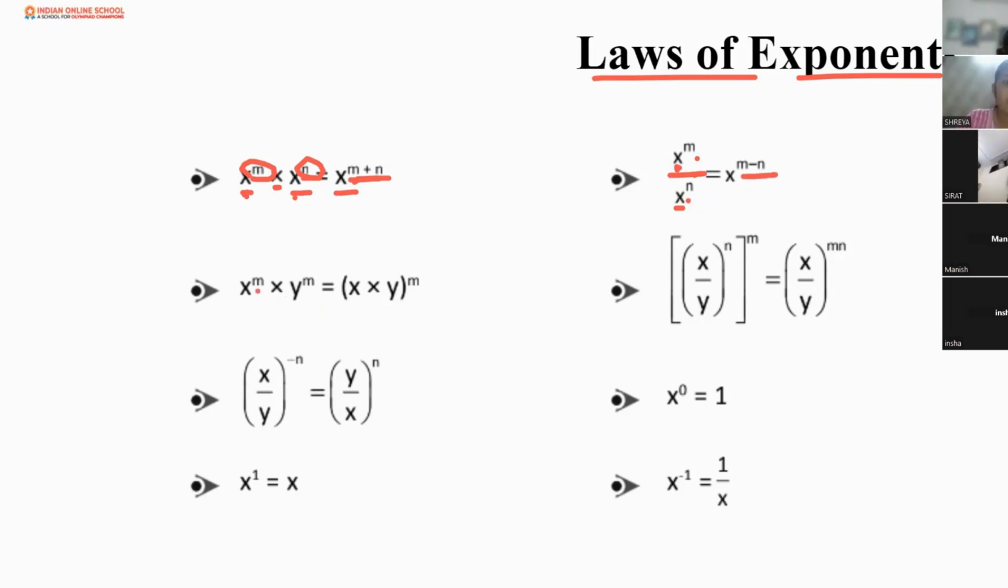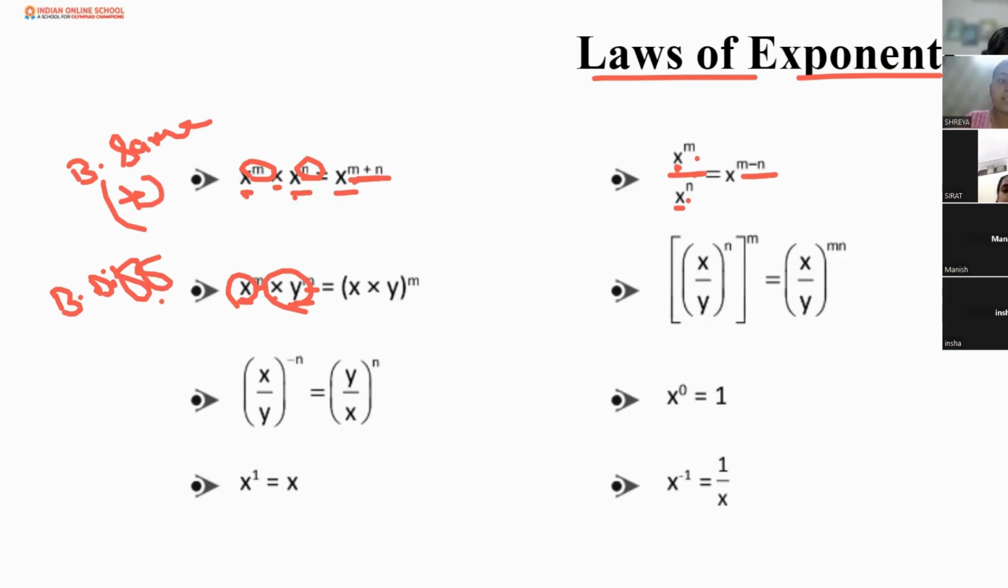Next, if you reverse, over here the base was the same, over here the exponent is the same, but the base is different. What do you do in that case? When the exponent is the same but the base is different under multiplication, you multiply the base. I repeat, when the base is the same, you add the exponent, but when the base is different and the exponent is the same, you multiply the base. X into y, the exponent remains the same.